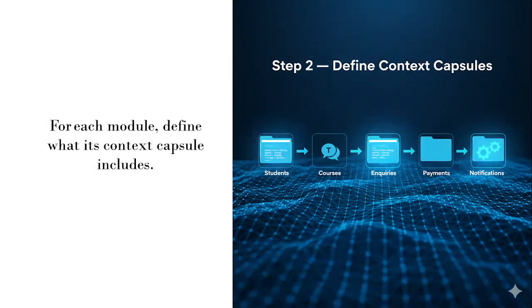Now the step 2 is to define the context capsules. So for each module, define what its context capsule includes. The capsule will include information about the files. So this could be something like the relevant tables or the schemas. Okay, the main files associated with the module, the PHP files if you are using PHP, and JS, etc., depending on the language that you're using. The API routes it connects to, how they communicate with each other basically, and short summaries of dependencies. So that's what you're defining in the capsule for a specific module.